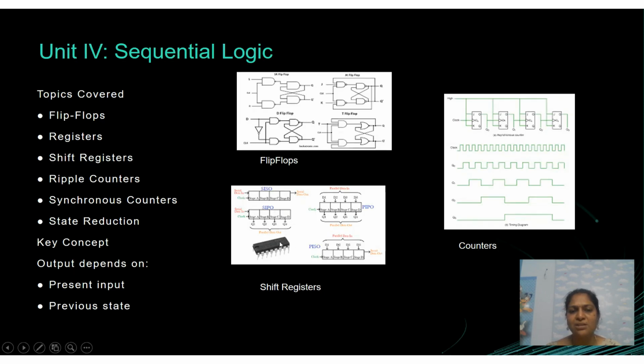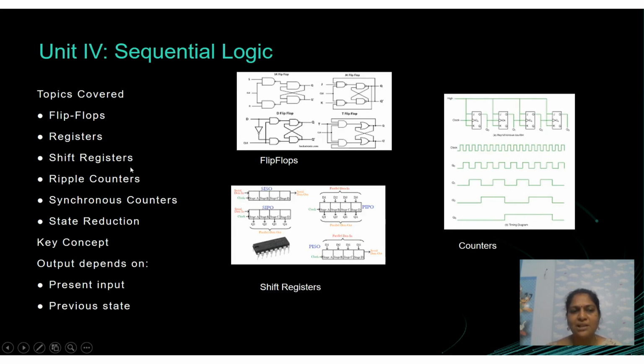Coming to registers, a register can store more than 1 bit, and simply a register is a combination of flip-flops. We have 4 types of shift registers: SISO, serial in serial out; SIPO, serial in parallel out; PIPO, parallel in parallel out; and PISO, parallel in serial out shift registers.